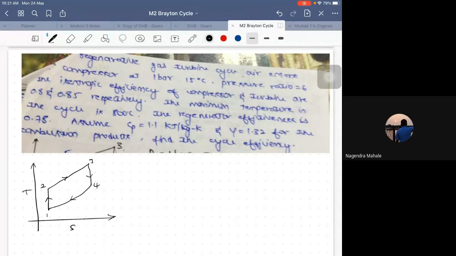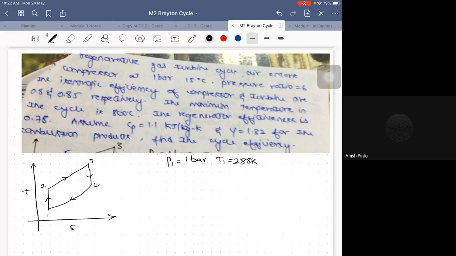Now, air enters the compressor at 1 bar and 15 degrees Celsius, he says. So what should I take? What are these values? Air enters the compressor at 1 bar and 15 degrees Celsius. So these values are P1, the pressure, equal to 1 bar, and T1, 15 plus 273, which is 288 Kelvin.